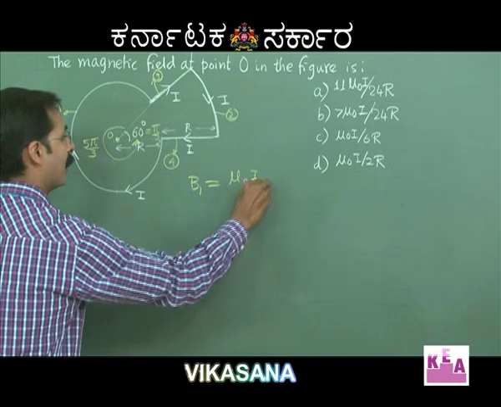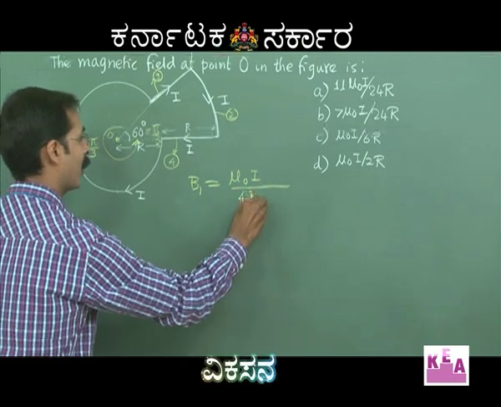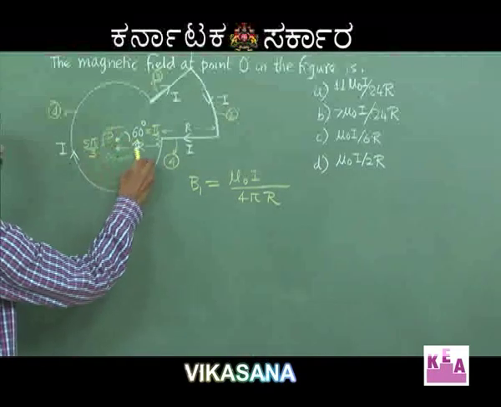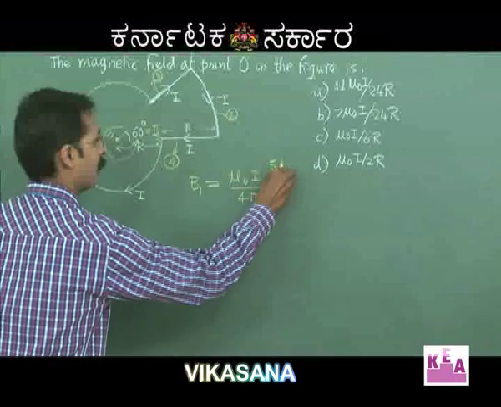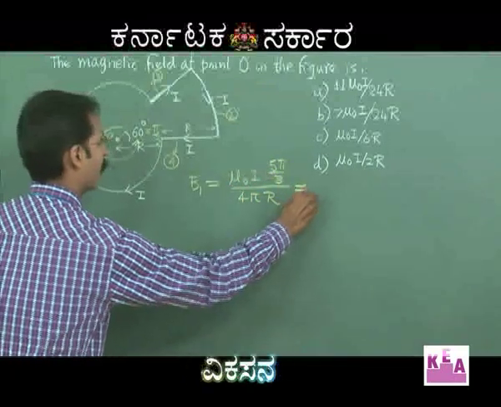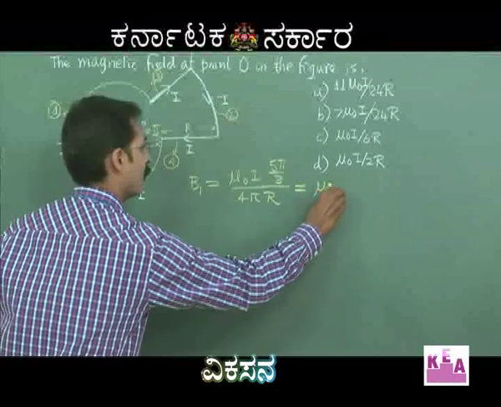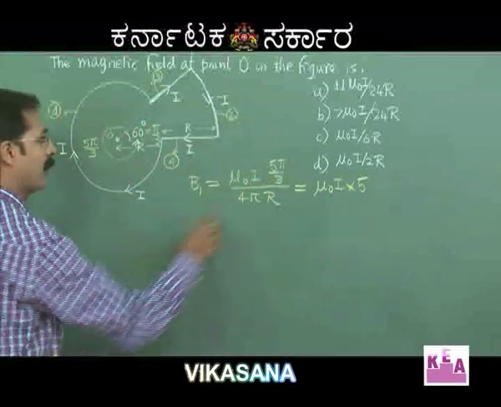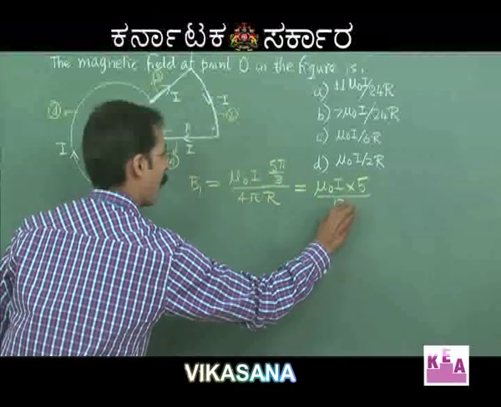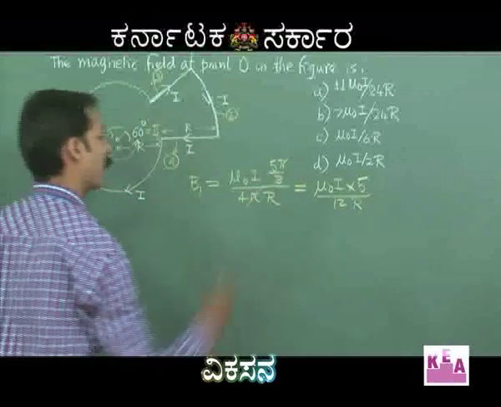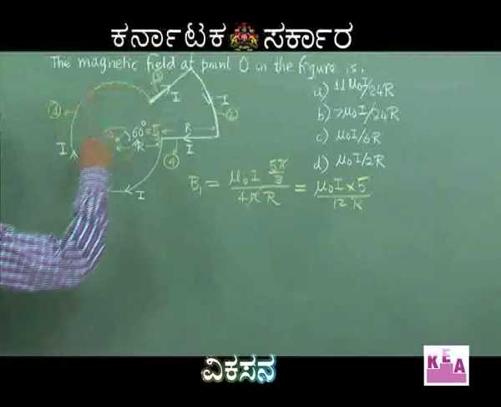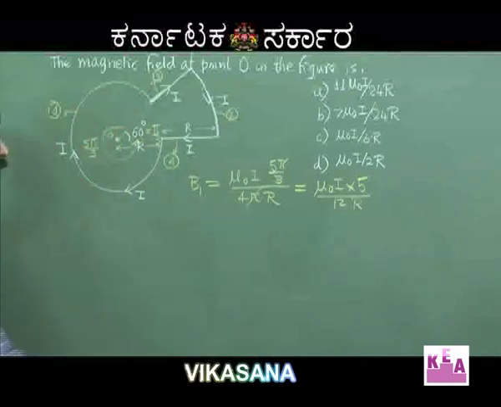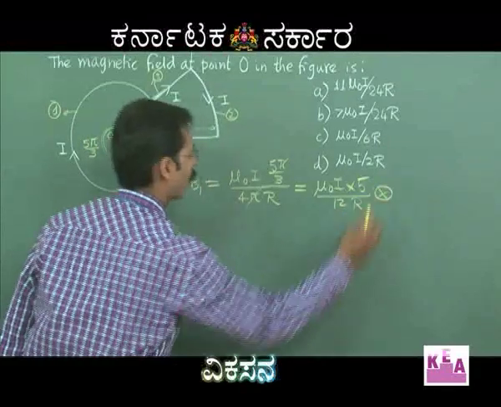Let us see what is the magnetic field due to the first part, B1 is equal to mu naught I theta divided by 4 pi r, that is the formula, theta is 5 pi by 3, that is equal to mu naught I into 5, 3 into 4 is 12 r, the pi gets cancelled. That is the magnetic field due to this part, and the current is clockwise. If the current is clockwise, the magnetic field is directed into the board, therefore, the direction is into.